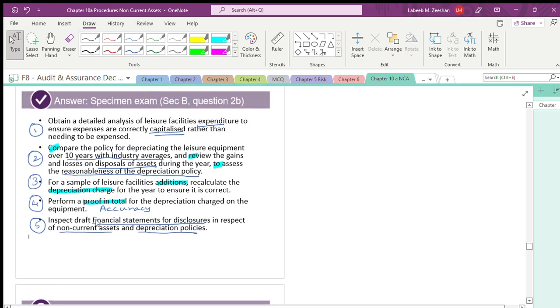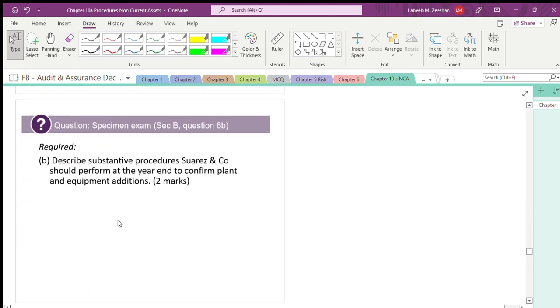Now you understand? First you have to know what is the capital expenditure. Simple, very specific. We have to talk about the depreciation, whether we have done it as per the industry standards. For any additions, we have to recalculate the depreciation. We have to do the retotaling, proof in total, and check draft financial statements for disclosure in terms of non-current assets as well as for the depreciation.